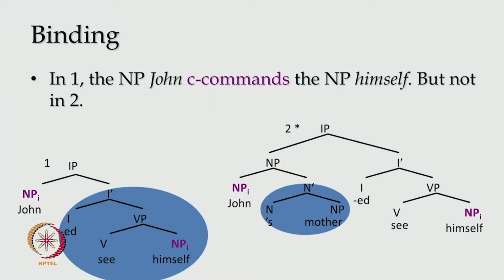So this is what we talked about. In 1, the NP John C commands the NP himself. Clear? Do you agree that NP John is C commanding NP himself? John is not dominating himself, and himself is not dominating John. That was the reason why I wanted you to understand, in the first place, the relationship called dominance and precedence. So NP John does not dominate NP himself, and himself definitely does not dominate NP John. That's quite obvious.